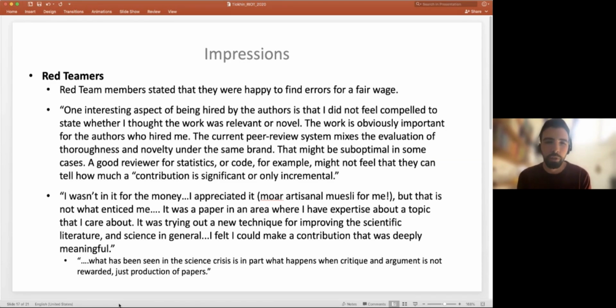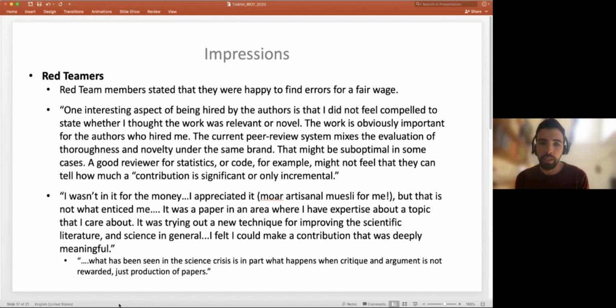For some impressions from the people: after this we interviewed many of the red teamers as well, to get their impressions of participating, and many of them said that they were just happy to find errors for a fair wage. Basically, a lot of them didn't care that much about authorship. They were just interested in improving science, participating in something like this, and they like doing this type of work. And so, great, I get $200 to do it, sure. One of the red teamers, I'll just read you some quotes of actual things they wrote.